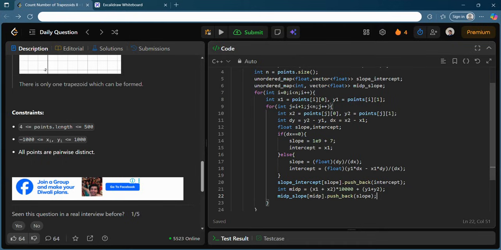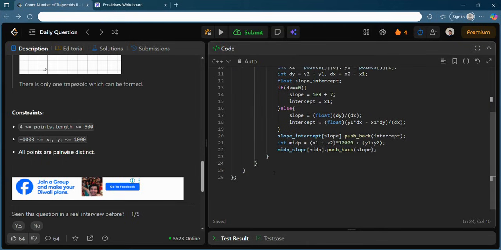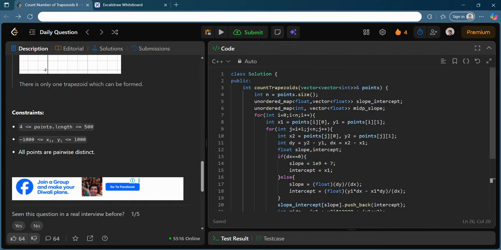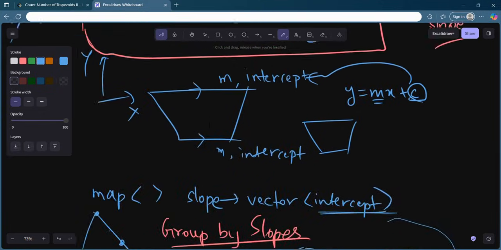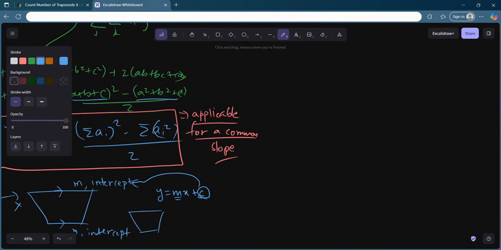So what can I do? I can first have a for loop which will go through the key value pair of this. So it goes to slope and vector of intercept. I have slope and a vector of intercept with me. I am looking at a particular slope right now, the same slope.